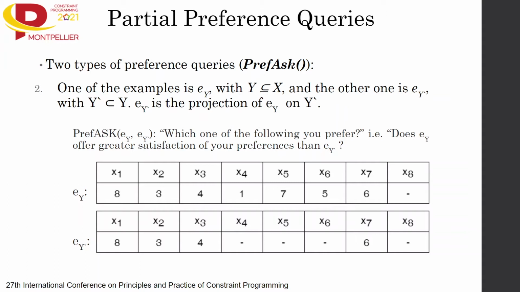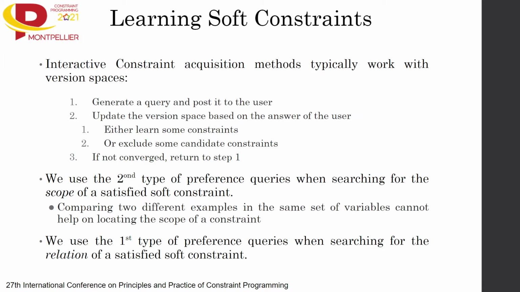This query basically asks the user, does the example with more assignments offer greater satisfaction of your preferences than the other? Or, is the additional information in this example satisfying some more of your preferences? We use both types of preference queries in different parts of our proposed algorithm in order to learn a soft constraint. Now let's focus on our proposed algorithm.